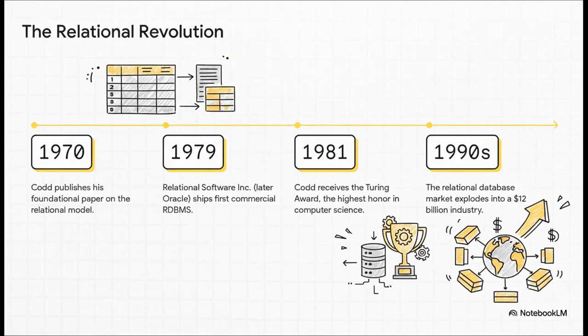But here's where it gets interesting. While IBM was dragging its feet, other people saw the genius in it. So in 1979, this tiny startup called Relational Software, you might know them better today as Oracle, they shipped the very first commercial relational database. And with that, the floodgates just burst open. Just 2 years later, Codd himself gets the Turing Award, which is basically the Nobel Prize for computer science. And by the 90s, his idea wasn't just a theory anymore. It was a $12 billion industry.